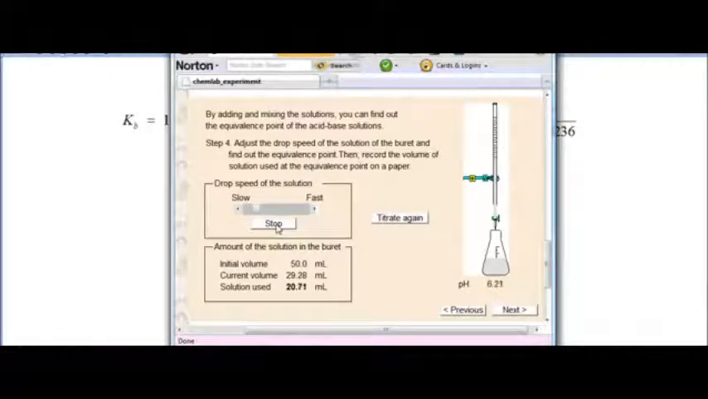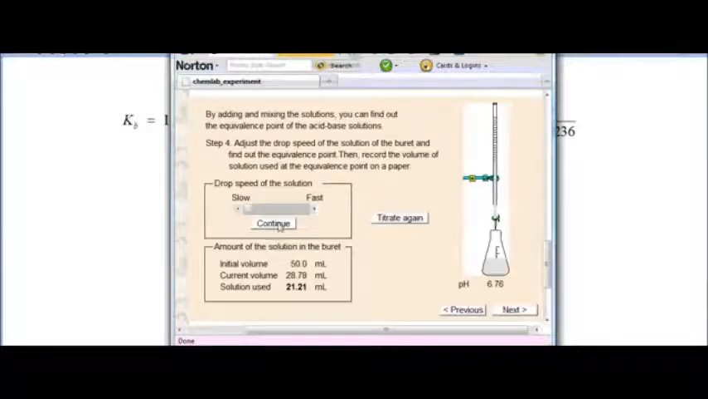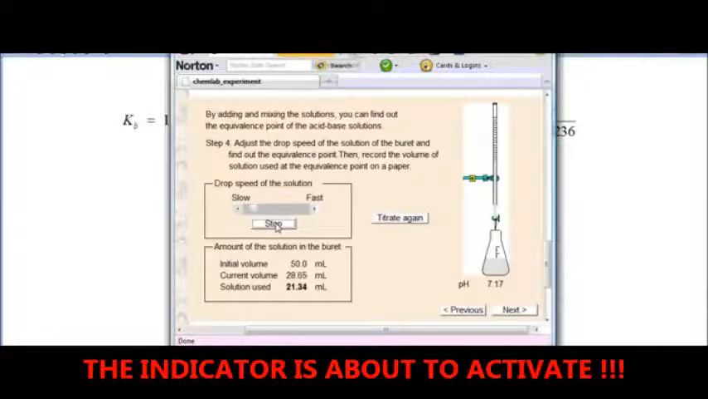And we're still increasing. All right, now we're getting to that 21. So let me stop it right about here. Take a look. Now we start to see that that curve is starting to go upward. That means we're very, very close to our equivalence point. So 21.45.